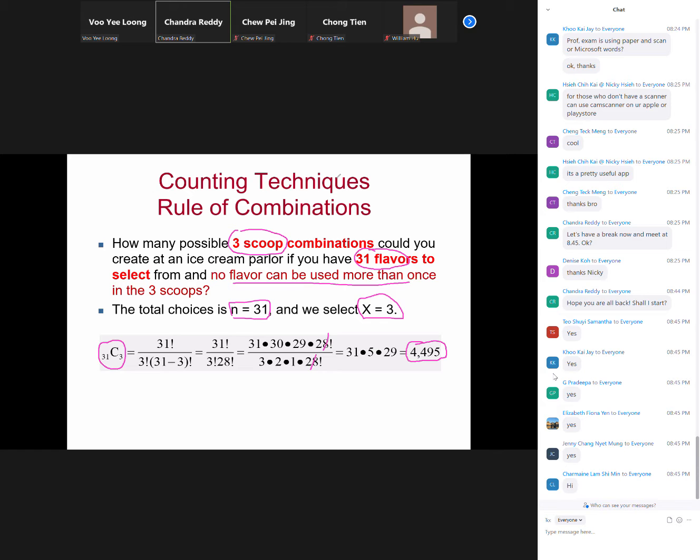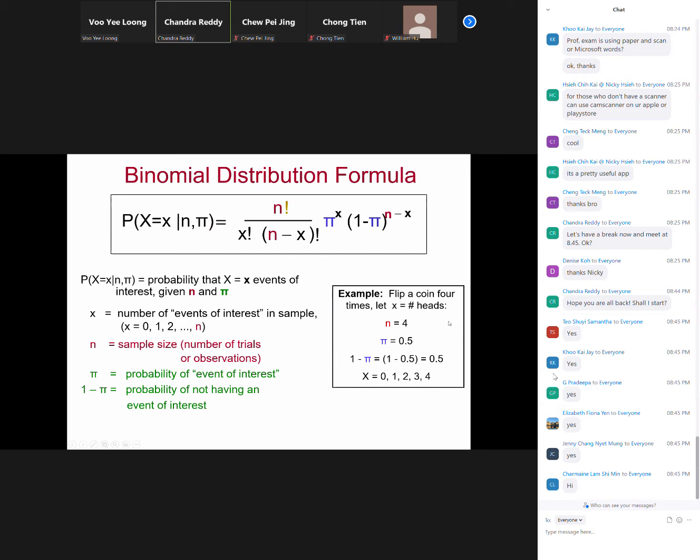Why are we doing this again? Because the binomial distribution involves these counting rules. Now mathematically we can express the binomial distribution as shown here. We can write the binomial distribution as the probability of an event X, given the sample size and the probability, where the probability is pi and n is the sample size.